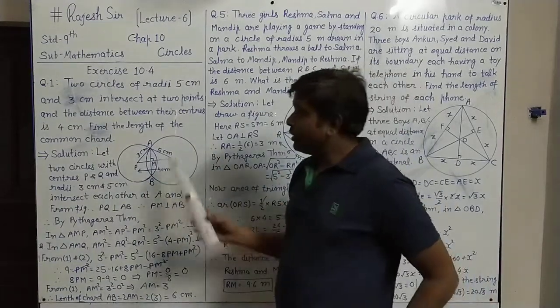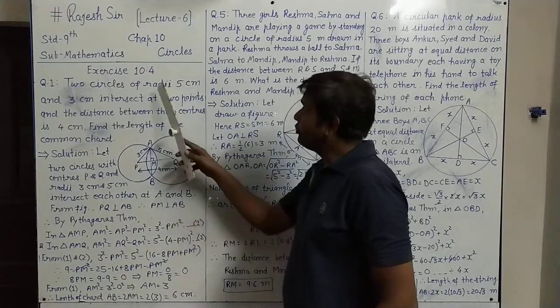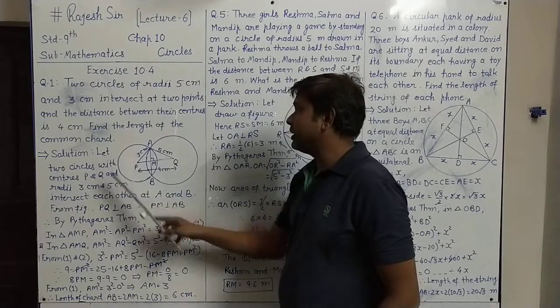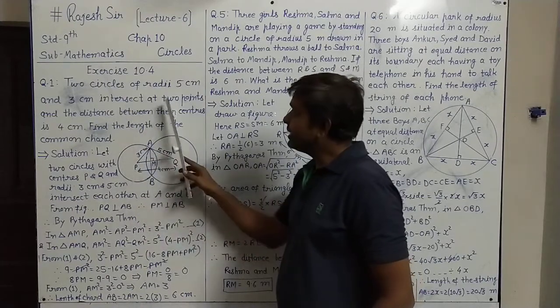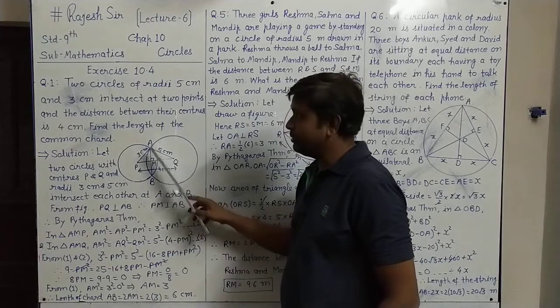So this situation we have shown in the figure. The two circles here we have drawn of radii 5 cm and 3 cm. These circles of radii 5 cm and 3 cm intersect at two distinct points, so they are intersecting each other at two distinct points A and B.